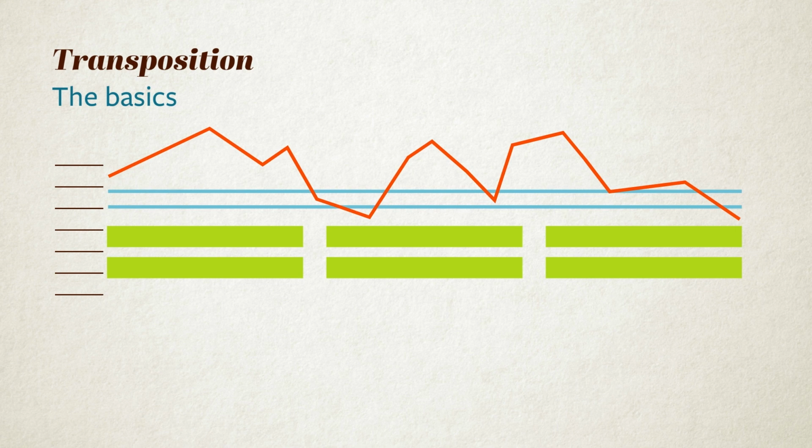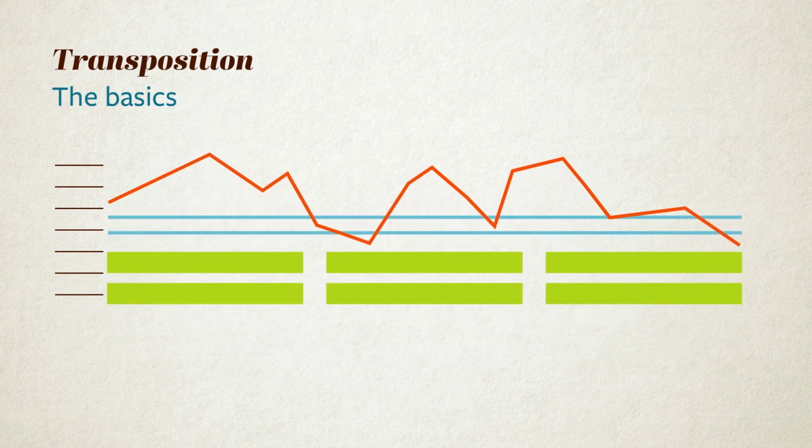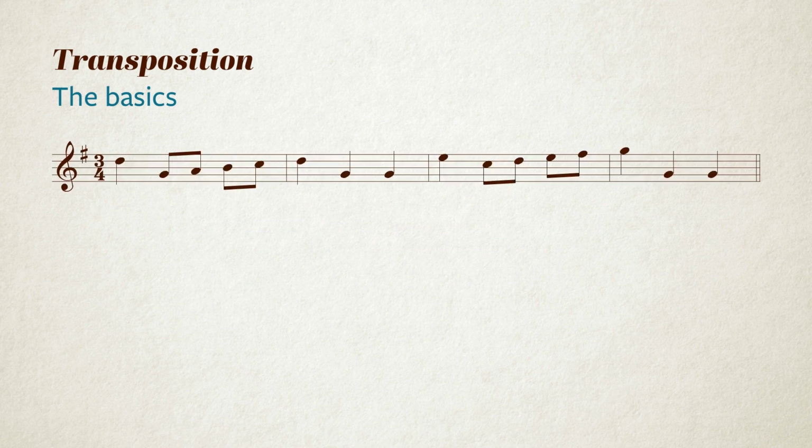In music, transposition means moving a set of notes up or down by a certain amount. This might be a melody or some chords or a whole arrangement of different parts. Let's start by looking at a really simple example. Here's a melody in the key of G major.